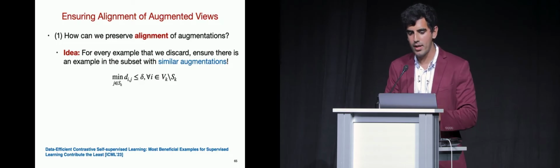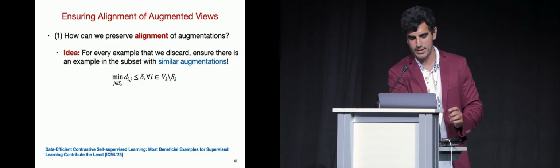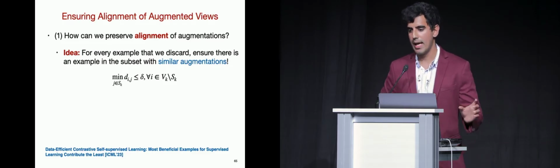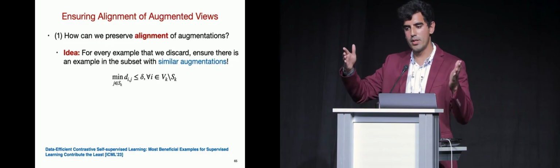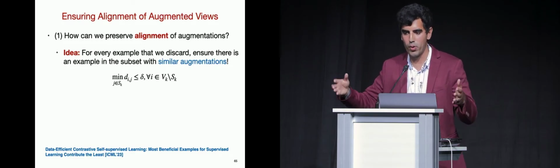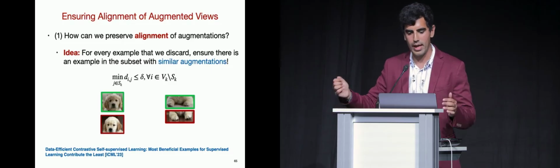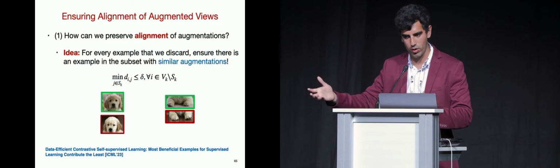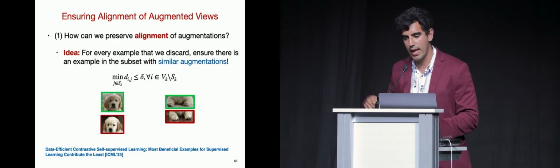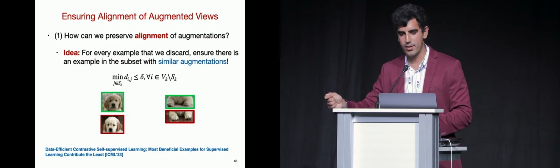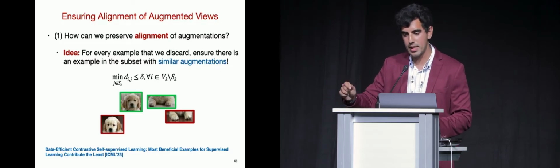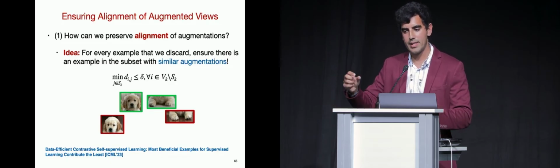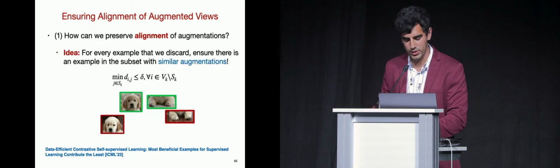And formally, what this translates to is this expression. Let me break it down here. Let's say VK is all the examples in the full data that correspond to class K. Let's call this class dog. SK is the examples we select from latent class dog. And so what we're saying is, for every example that we do not select from latent class dog, there exists some example in our selected subset that has very, very similar augmentations.